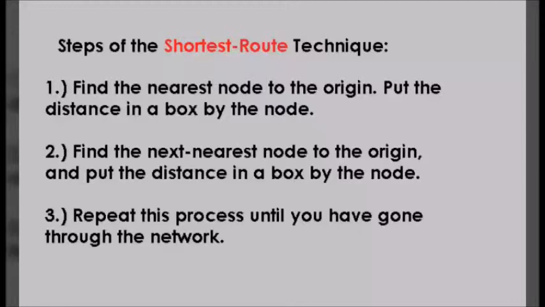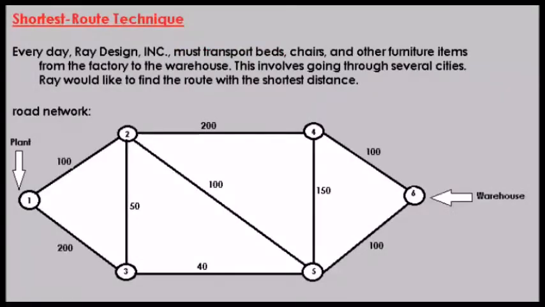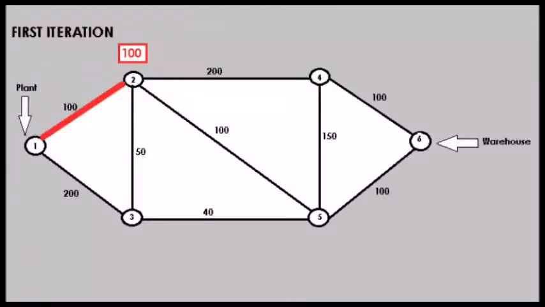You should note that the distance placed in the box by each node is the shortest route to this node. These distances are used as intermediate results in finding the next nearest node. We have a sample problem here. Everyday Ray Design Incorporated must transport beds, chairs, and other furniture items from the factory to the warehouse. This involves going through several cities. Ray would like to find the route with the shortest distance. So shown below is the road network.